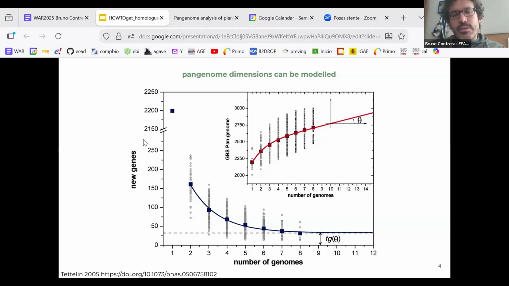But there are others. This is specific to the domain that you're looking at. There are others that are closed, so that they seem to reach a plateau. And after a few genomes, you won't see more new genes coming into the pool.